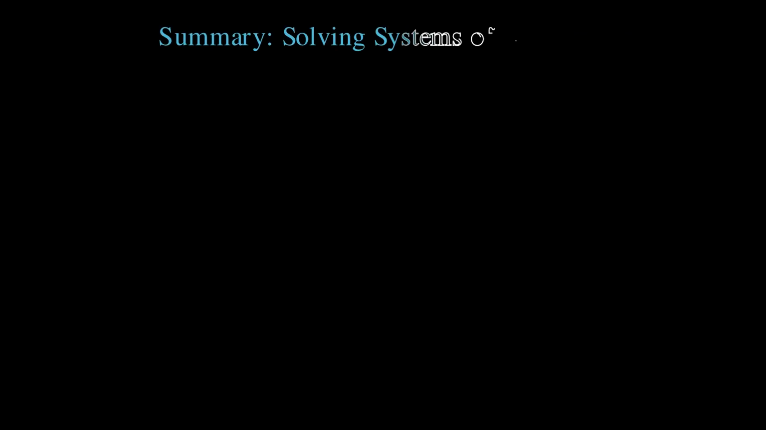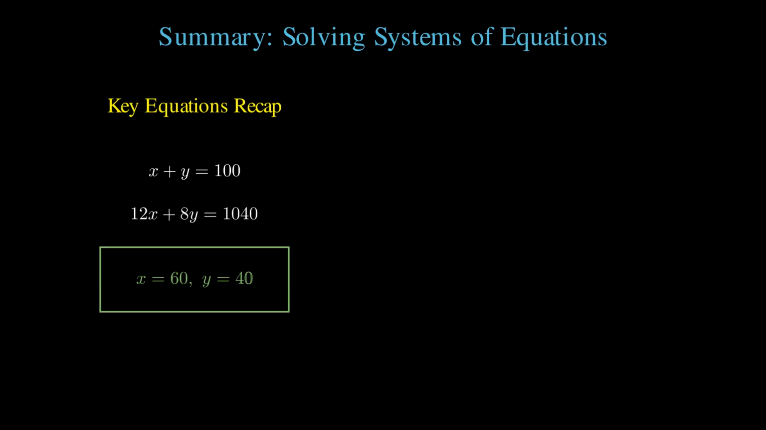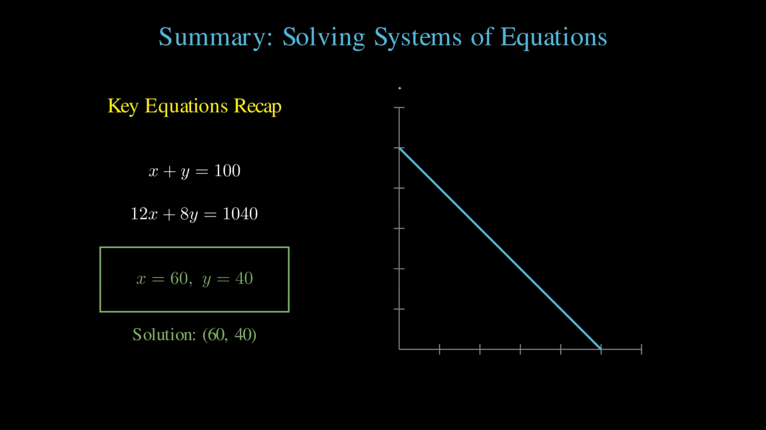We've reached the end of our exploration into solving systems of linear equations. By combining algebraic equations with graphical analysis, we uncover solutions that satisfy all conditions. Two intersecting lines on a graph reveal the answer, a harmonious point where algebra meets geometry. Here, the solution speaks for itself, 60 and 40.